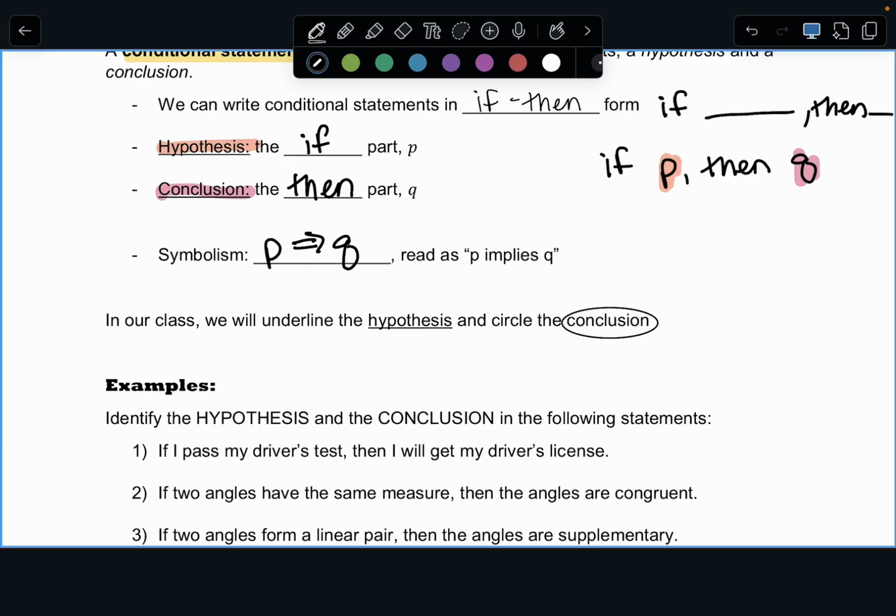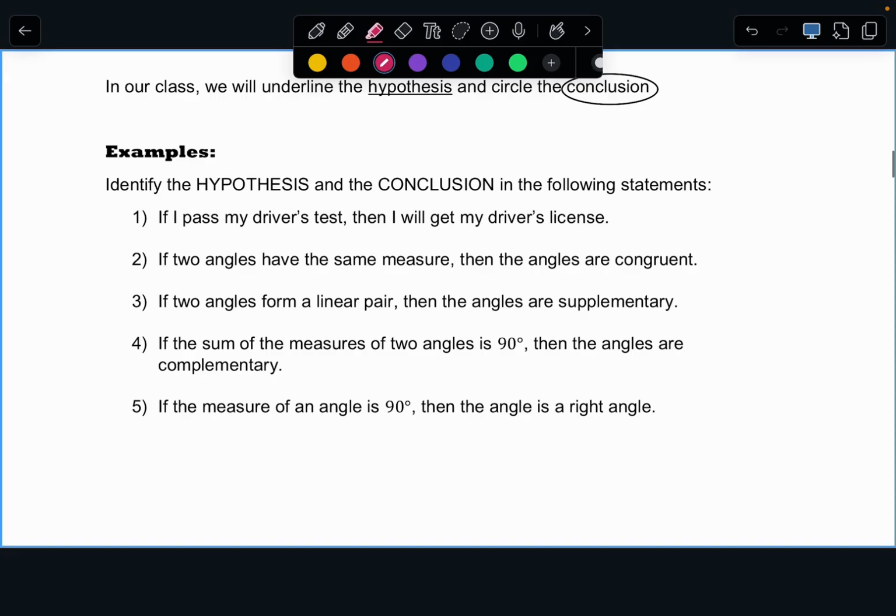In your homework and maybe on a test or a quiz or a learning check, I'll have you identify the hypothesis and conclusion of certain conditional statements. On your homework today, it's going to have you highlight them as separate questions, but in general for this class, to keep everything the same and have a general notation, we're going to underline the hypothesis and circle the conclusion. So if it says identify the hypothesis and conclusion, it's asking you to underline and circle those pieces. Okay? So let's do that for these 5 statements.